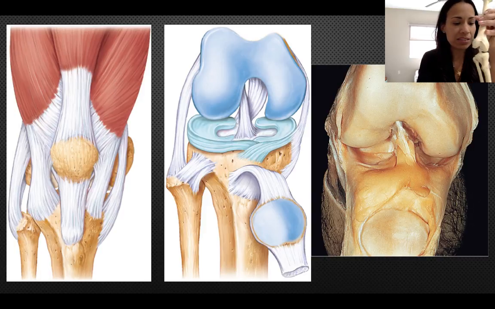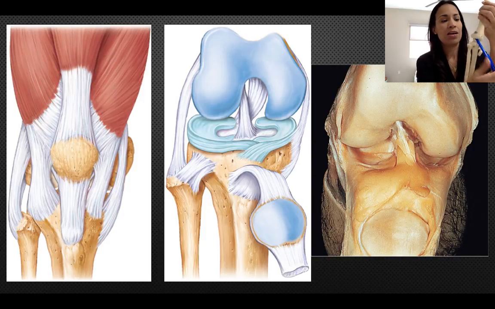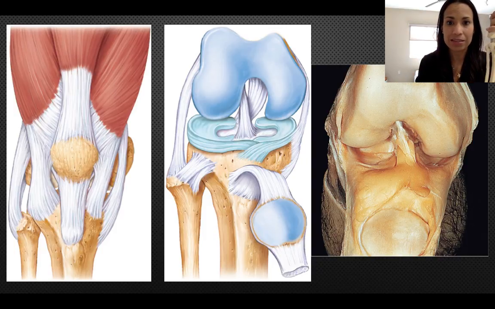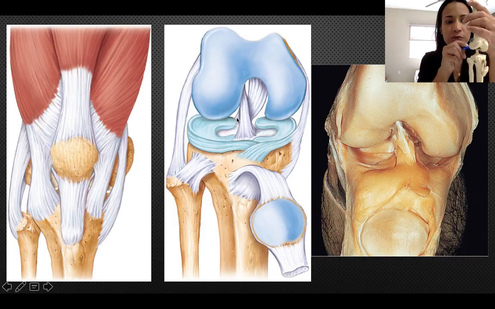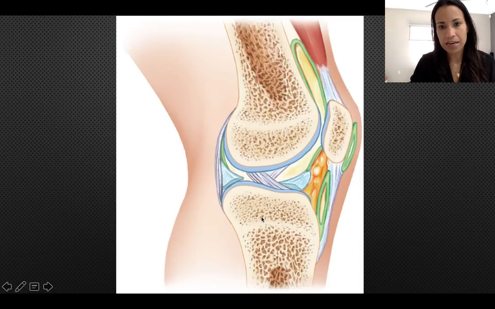So the anterior cruciate ligament goes from the anterior aspect of the tibia to the posterior aspect of the femur. And the posterior cruciate ligament does the opposite, from the posterior aspect of the tibia to the anterior aspect of the femur, and they cross like an X. Let me show you this in here, like they're crossing.